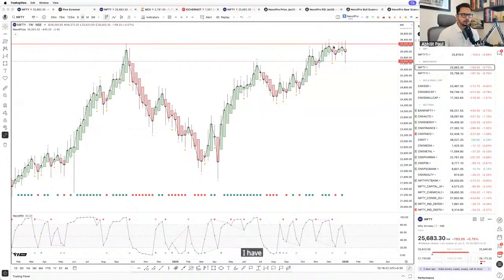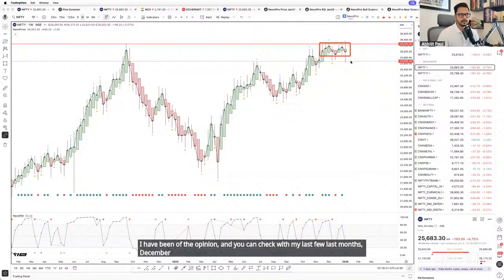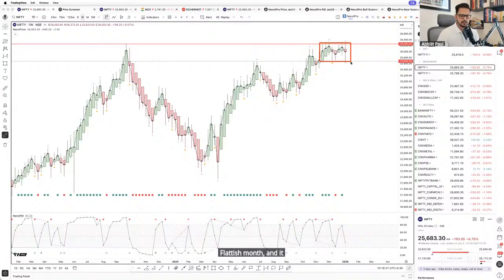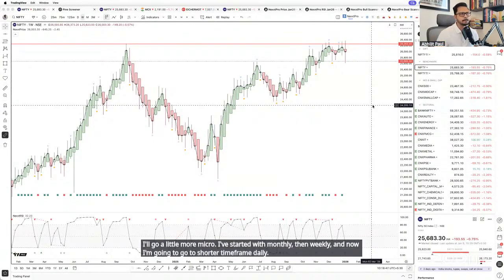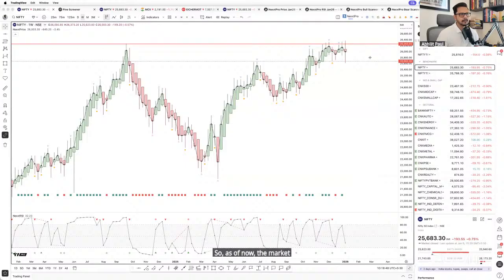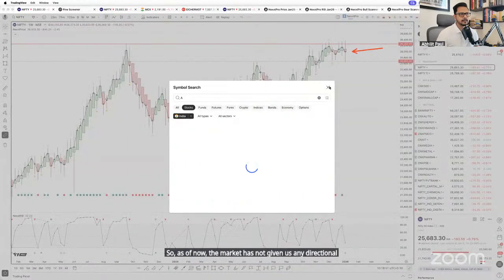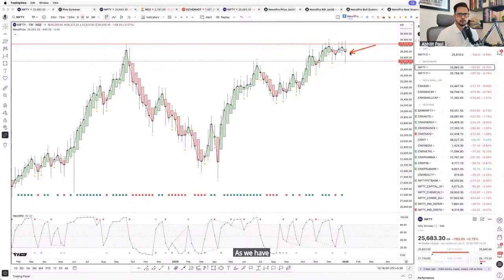I have been of the opinion, and you can check with my last month's December end of the week analysis, that I was expecting December to be a flattish month and it should stay range bound. And in Jan, we can expect a directional movement. We are midway there. I'll go a little more micro. I've started with monthly, then weekly, and now I'm going to go to the shorter time frame, daily. So as of now, the market has not given us any directional clarity as we have stepped into Jan.